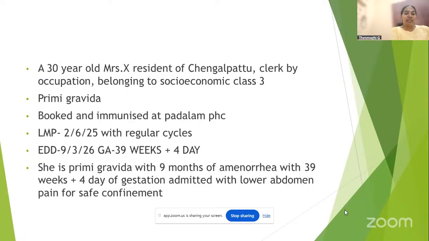Her height is less than, what is the height? If the height is less than 140 centimeter, 145 with Indian criteria. Yes, ma'am. What is your opinion, Dr. Kartika? 145 only, no? Yes, ma'am. 145 only we take as cutoff. 145. Okay, ma'am.